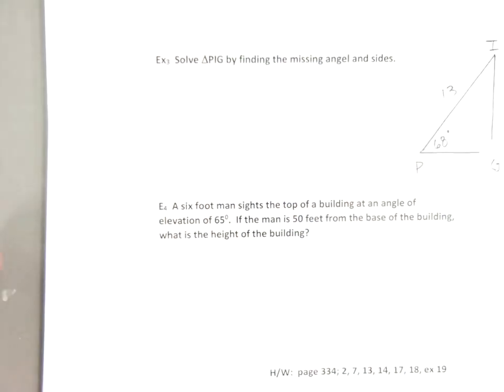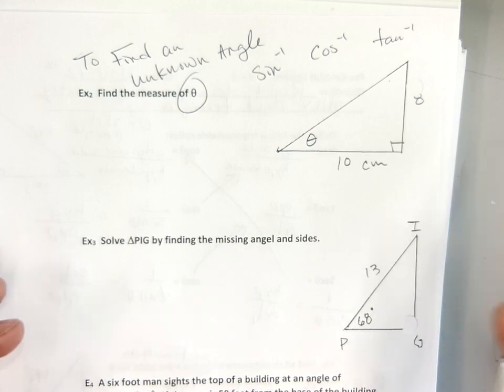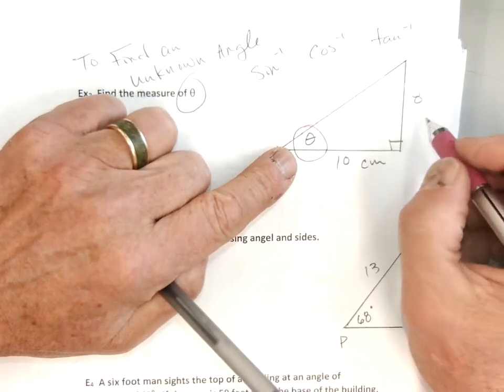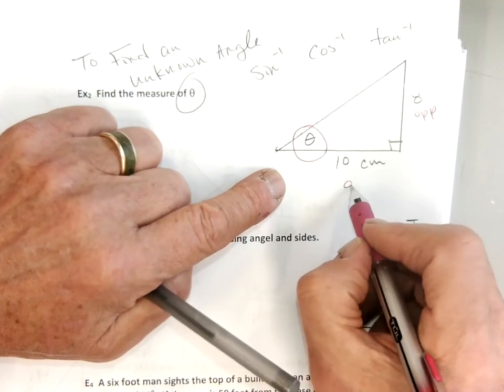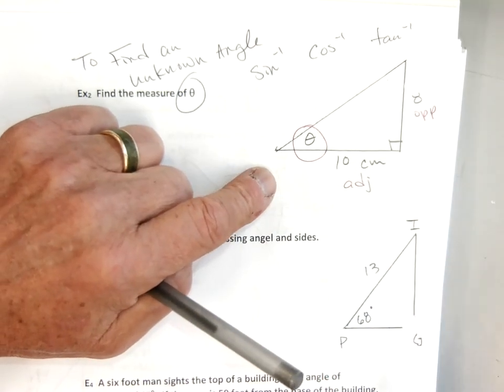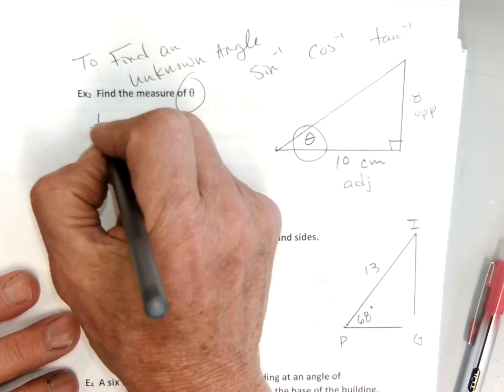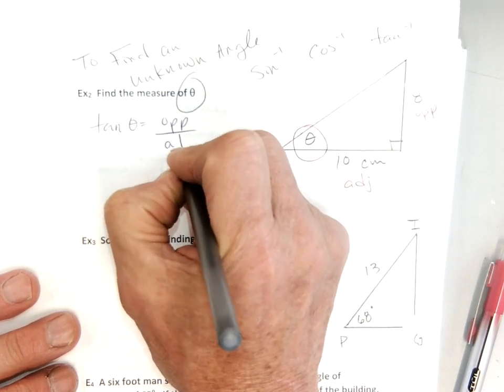Okay, so let's see. If I go to my triangle, here's my angle, right? Always go to the angle. My 8 is on my opposite side, and my 10 is my adjacent. I don't know anything about the hypotenuse. I don't care, the hypotenuse is irrelevant. So, opposite and adjacent. I look up on the board, and which one should I use? Right, so I'm going to write tangent theta equals the opposite over the adjacent.